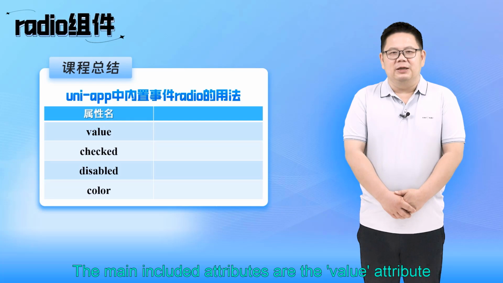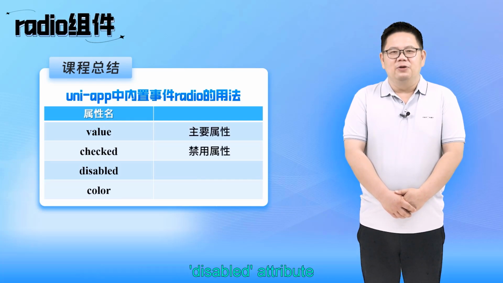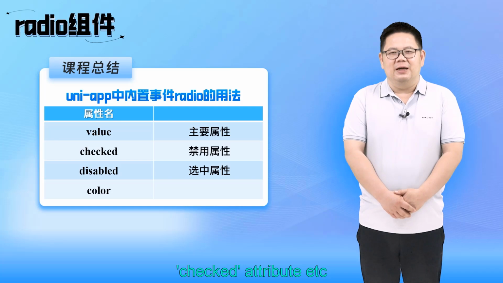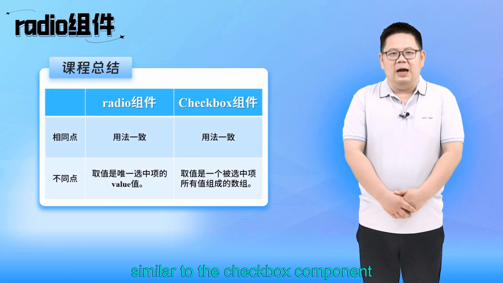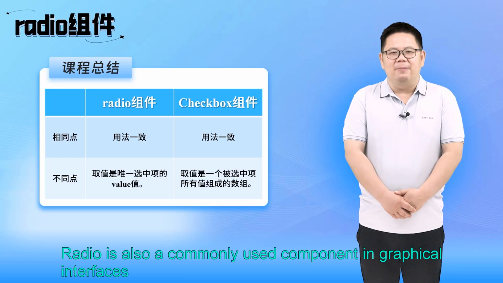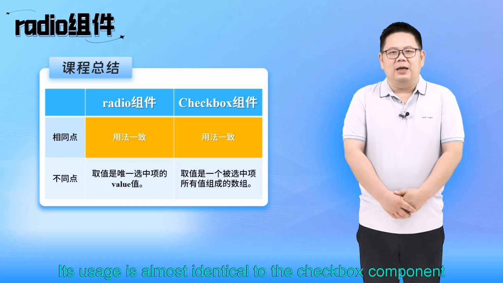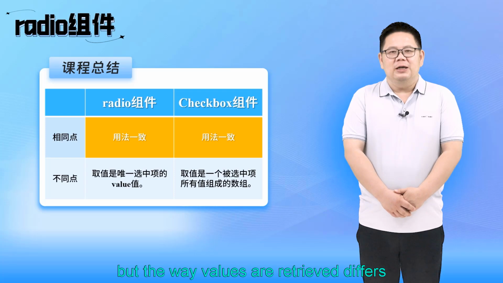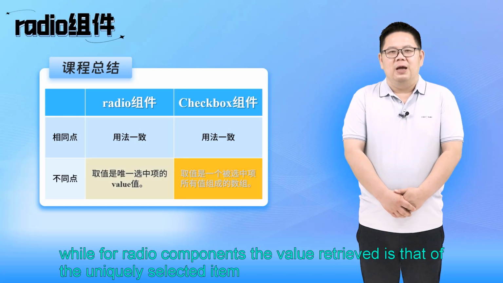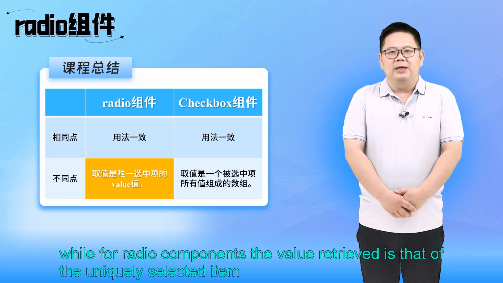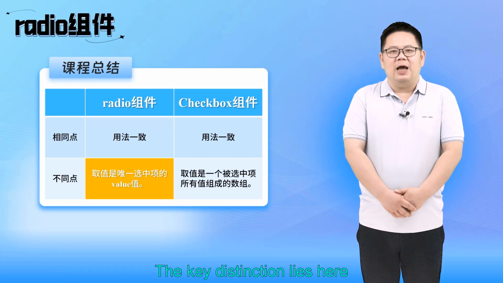The main included attributes are the value attribute, disabled attribute, checked attribute, etc. It's especially important to note how the change event provided by the radio group is used. Similar to the checkbox component, radio is also a commonly used component in graphical interfaces. Its usage is almost identical to the checkbox component, but the way values are retrieved differs. For checkboxes, the values are an array of all selected items, while for radio components, the value retrieved is that of the uniquely selected item. The key distinction lies here.